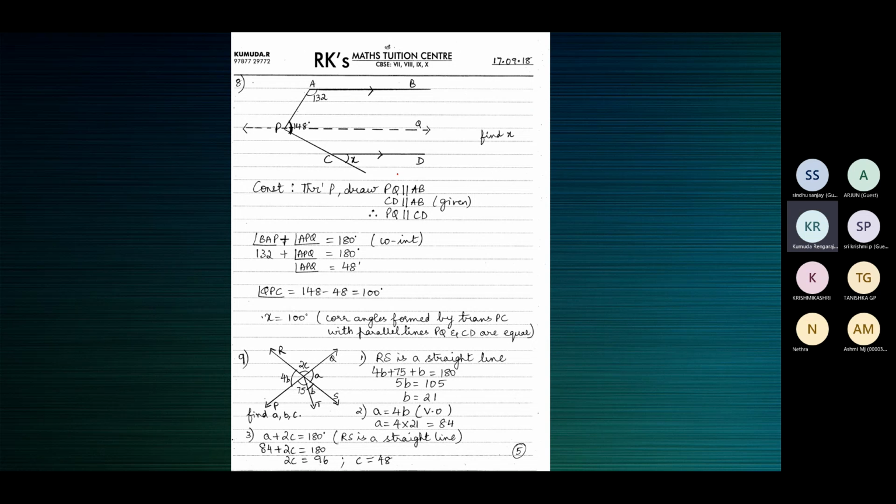In this one, children, this construction we have to do. The figure will be given, and all the information is marked there and we have to find x. This is the solution. Through P, draw PQ parallel to AB. This construction we do; it is not given in the figure. We need to find x.